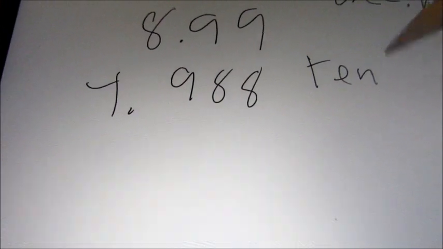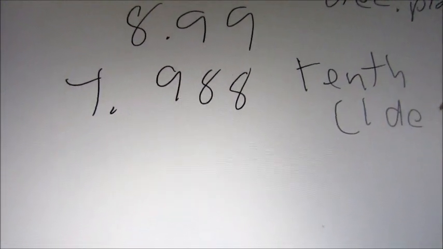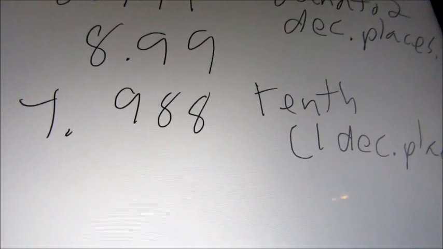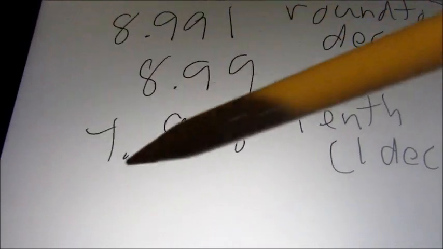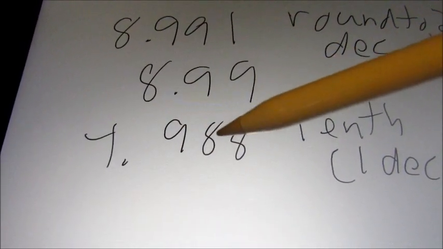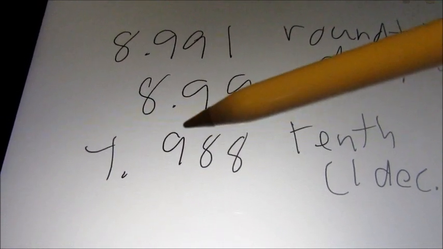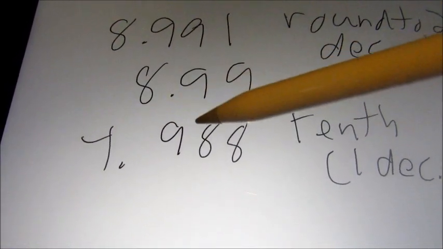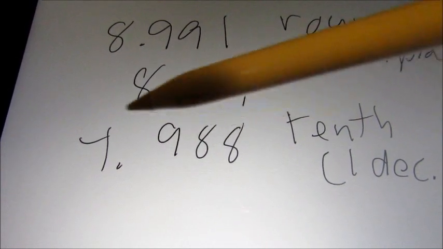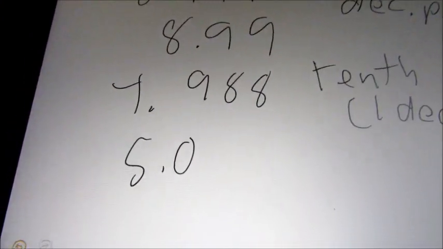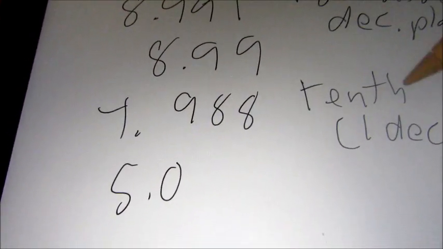So now let's say we have 4.988 and we have to round to the nearest tenth or 1 decimal place. So we're going to look at the 10th digit, which is a 9. The number right past that is an 8, so that means we need to round up. And so when we do that, this 9 becomes a 10, so this becomes a 5. So we're going to need to put 5.0.